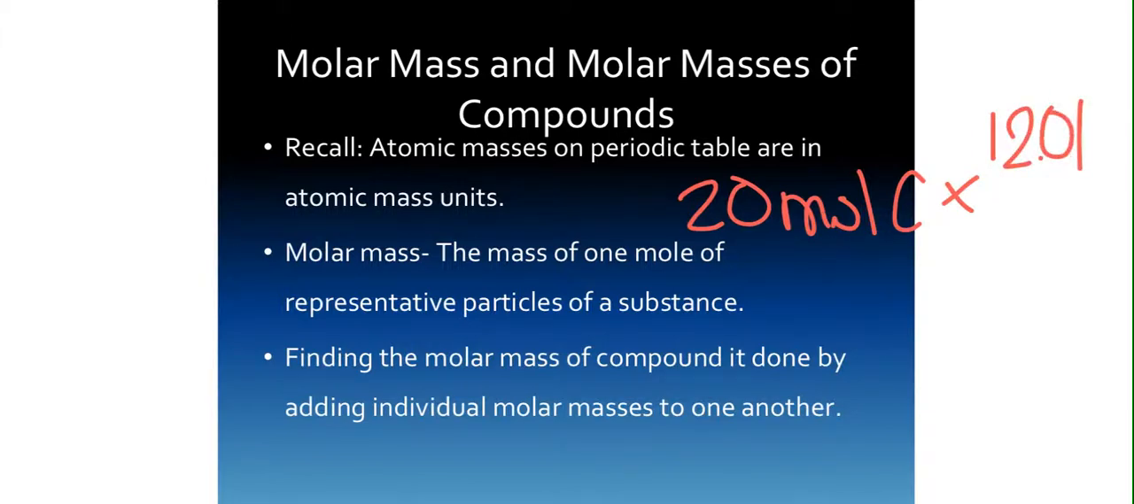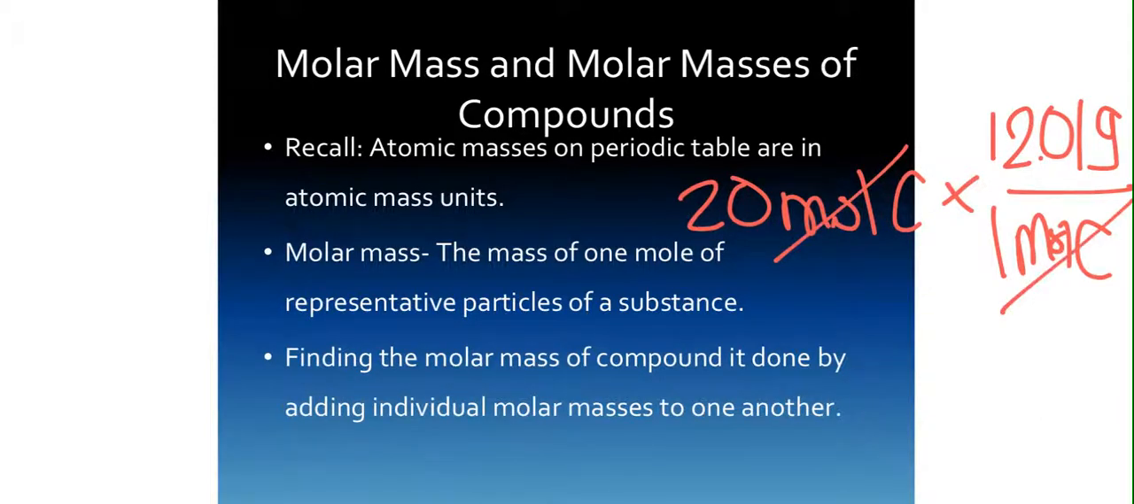So 12.01 grams per 1 mole of carbon. So grams per mole. I want to end in grams, remember? Then I would just cancel the moles of carbon, and that leaves me at 20 times 12, which would mean I'd have 240 grams of carbon that I'm looking at.